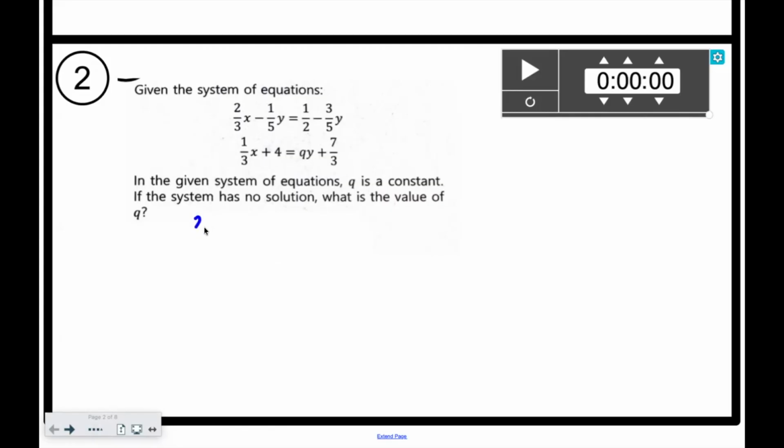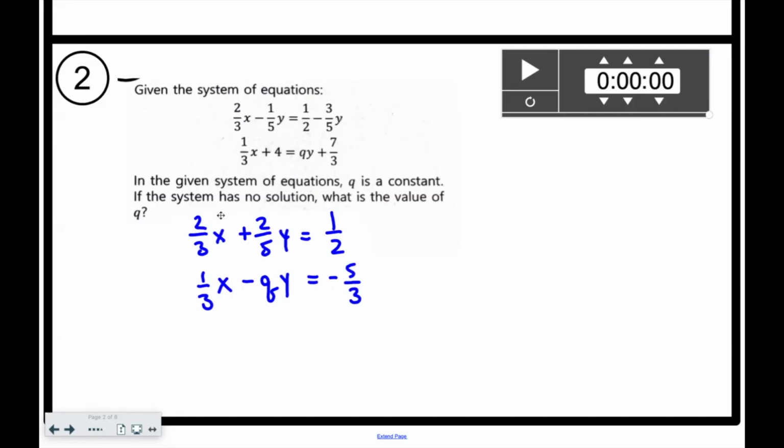So the first one, if I get it in standard form, it's 2/3 X. And if I add 3/5 Y to this, I get plus 2/5 Y equals 1/2. And on this one, I get 1/3 X. I subtract QY, and then I bring the 4 over here. And 7/3 minus 4 is negative 5/3. So first thing is I just get it in standard form.